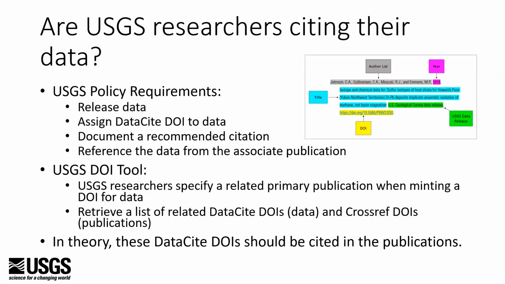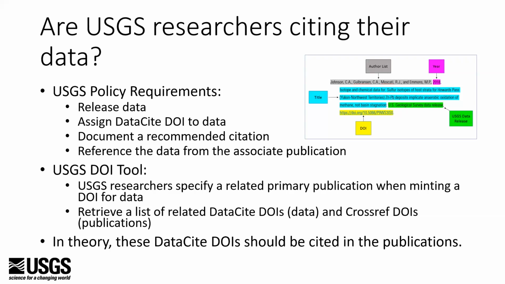When USGS researchers acquire a DOI for their data through the USGS DOI tool, they're asked to provide the DOI for the associated publication. And if they do not know the publication DOI at the time of minting the data DOI, they can provide us with an internal tracking number for the publication, and then we have an automated process for fetching the publication DOI once it is known.